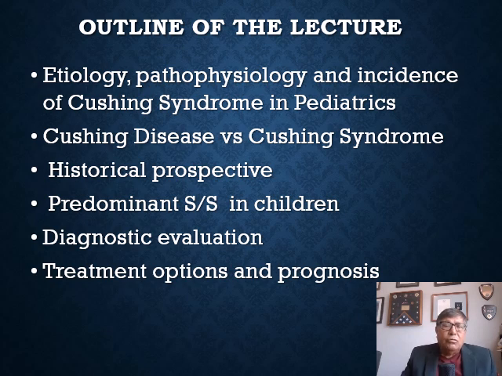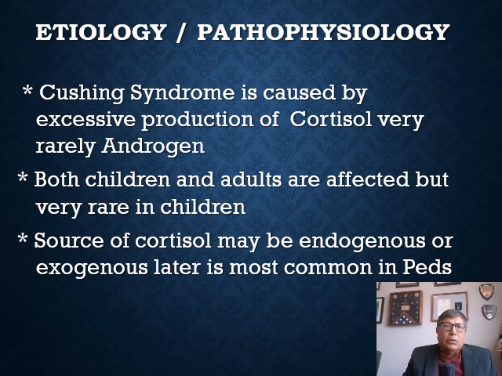But I'm not going to spend very much time on these two because this is a highly specialized subject, and therefore I will just mention them for the sake of completion. So what is the etiology and pathophysiology? Cushing syndrome is caused by excessive production of cortisol and occasionally androgen. Androgen production has a much lower incidence, but it is the cortisol that you need to remember.